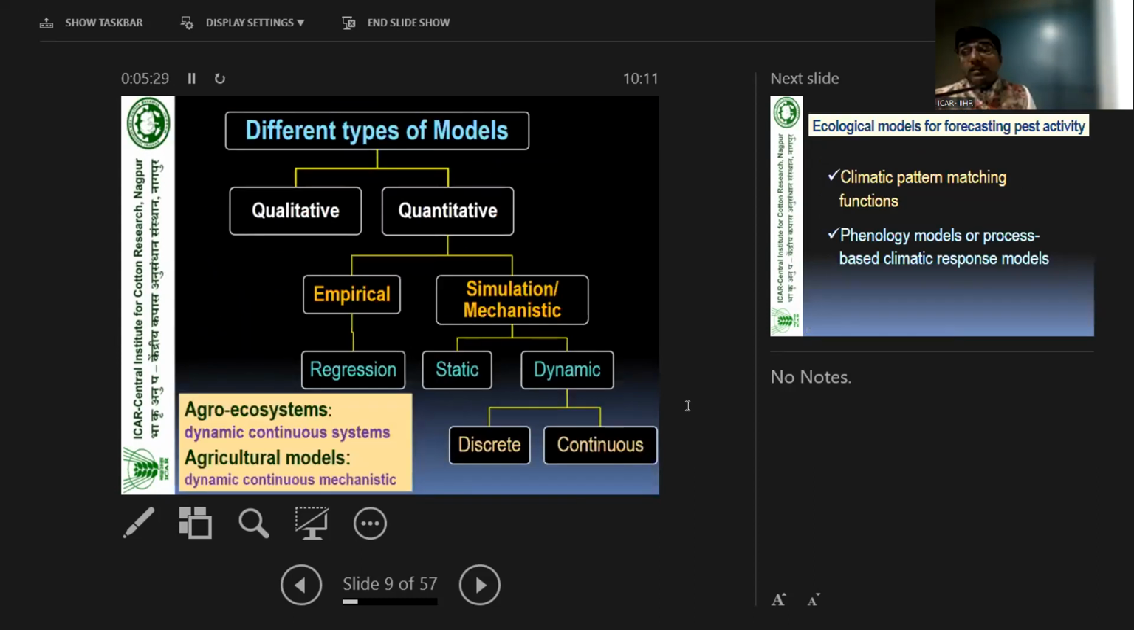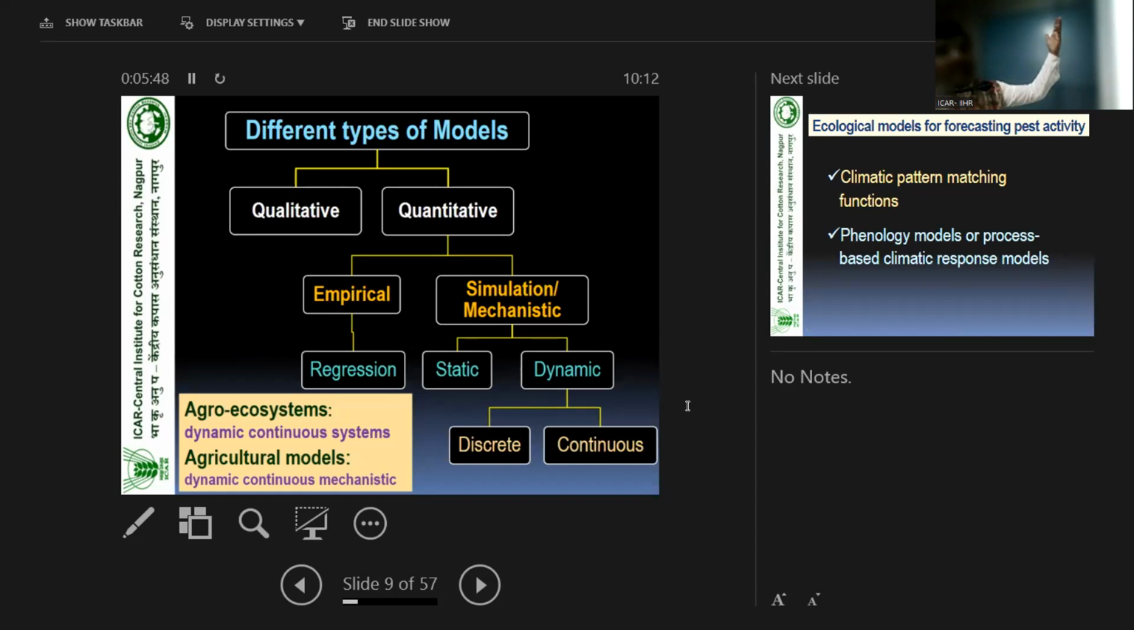Then what are the different models that we are using for insect life cycle studies? We are basically concentrating on the dynamic continuous simulation model, which will be the population dynamic model. We are studying insect life cycle modeling, but there are different types, and we are mainly concerned with quantitative ones.